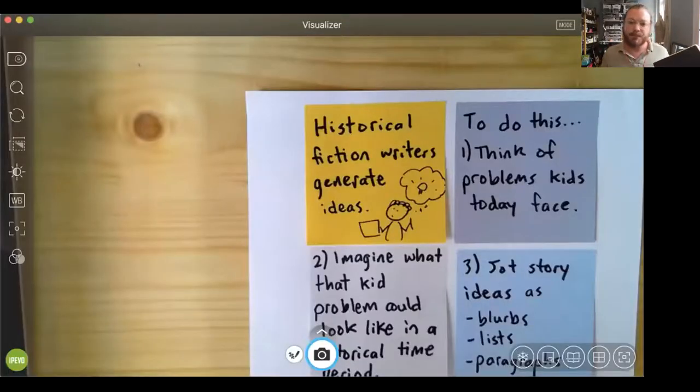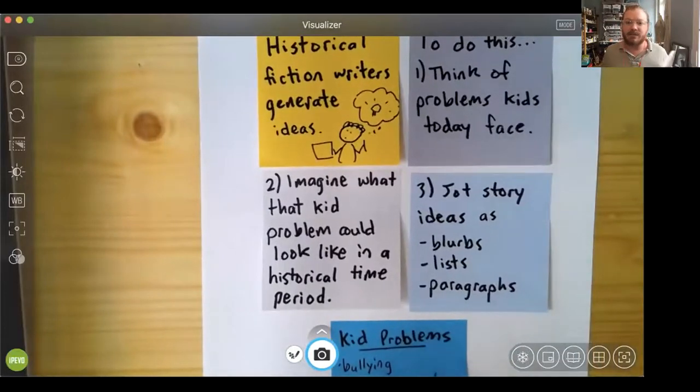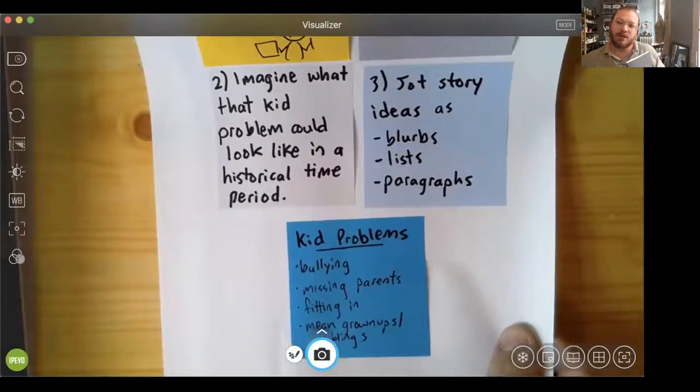You are generating those ideas for historical fiction by taking these steps, by thinking of problems that kids face today, by imagining what that problem could look like in a historical time period, and then just jotting down several ideas. The goal for you today is to come up with ideas, not just one. So make sure that you're listing, you're blurbing, you're making paragraphs about more than one idea. And don't forget, think of problems and how they look today, all right?